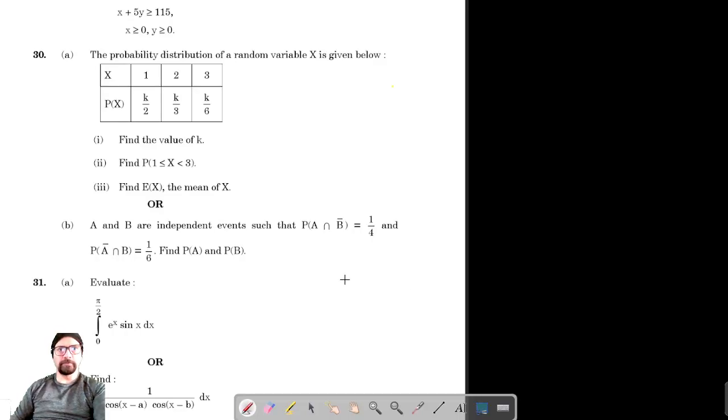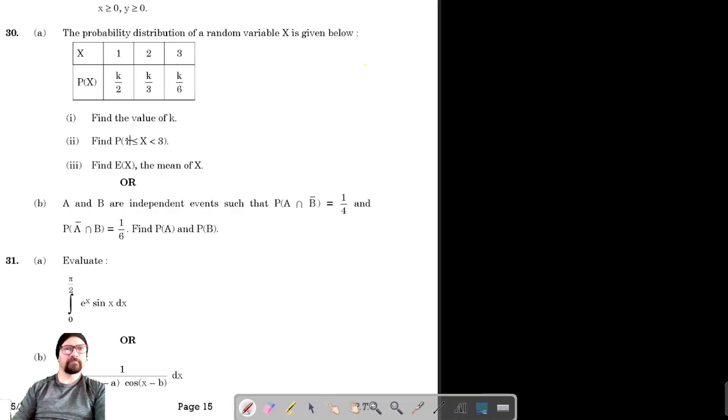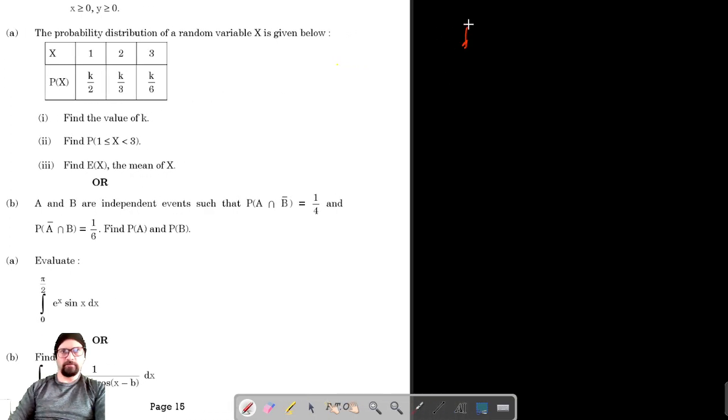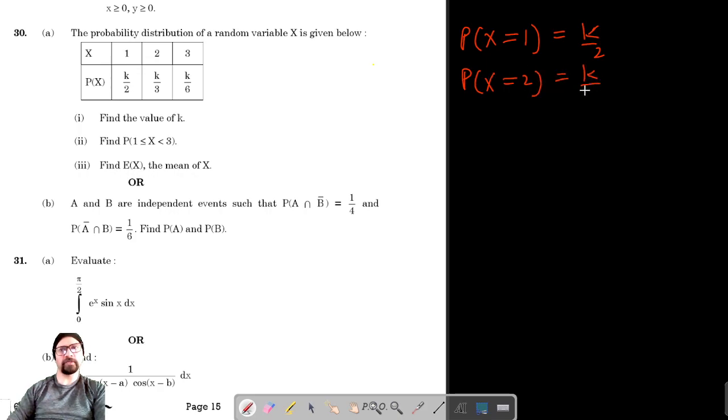Okay, so we are on to question number 30, for which the probability distribution of a random variable is given. The probability of x equal to 1 is k by 2. The probability when x is equal to 2 is k by 3. The probability when x is equal to 3 is k by 6.